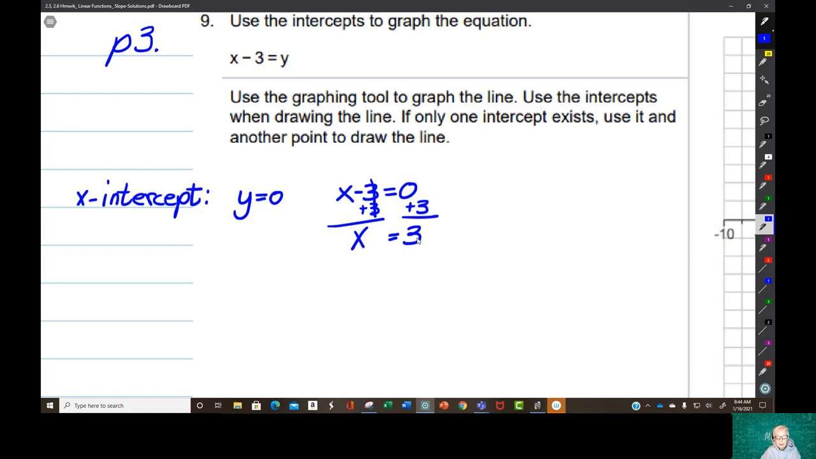So this tells me that my x-intercept is going to be the point. Remember, points are made of x and y coordinates with a comma in the middle. X is 3, y is 0.